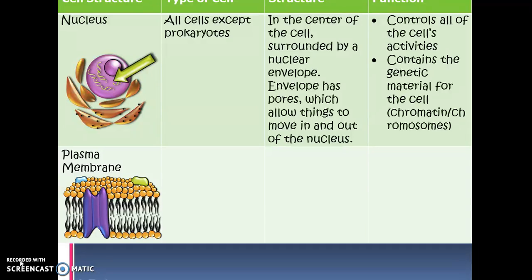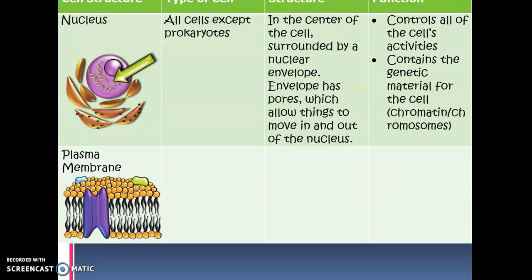Here we go. So we're going to start off with the nucleus. Now, all cells have a nucleus except for prokaryotes. They don't. Remember, pro means before, and before the nucleus. The structure is in the center of the cell, surrounded by a nuclear envelope. That is the nuclear membrane.